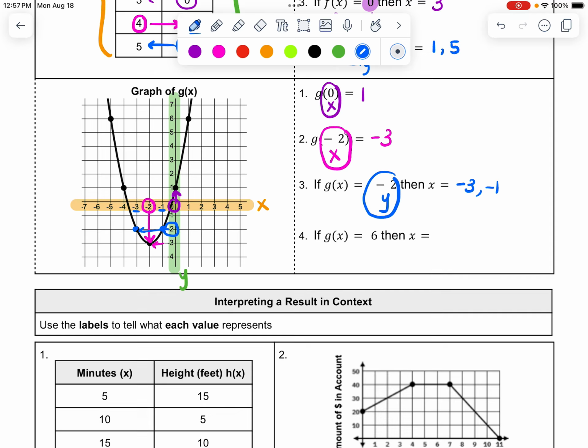Last but not least, for the 6 here, that's a y value because it's on the outside of the parentheses. It's after the equal sign. The 6 would be right up here. I'm going to look to the left and I'm going to look to the right. And once again, there are 2 points that line up with that. So I'm going to write down their x values. The x values are -5 and +1.